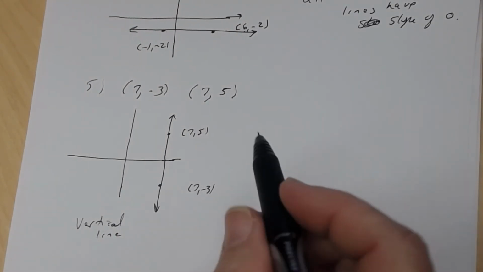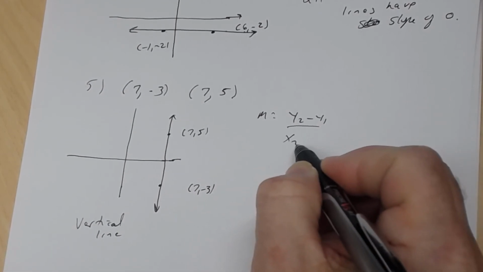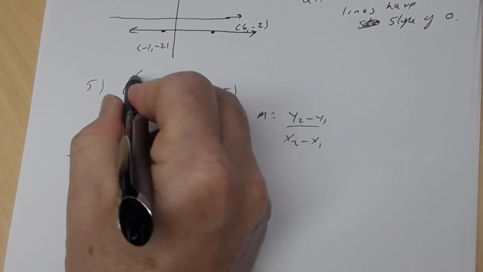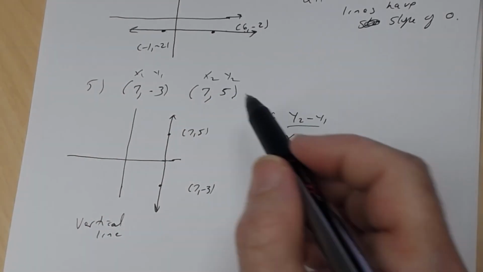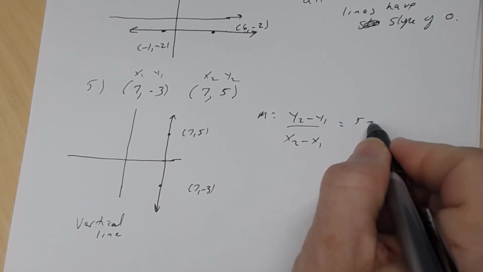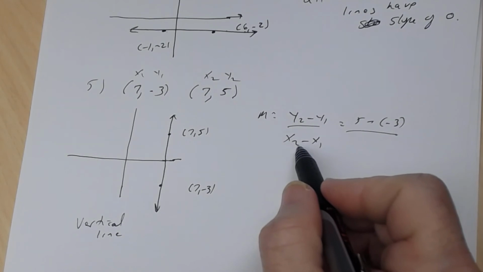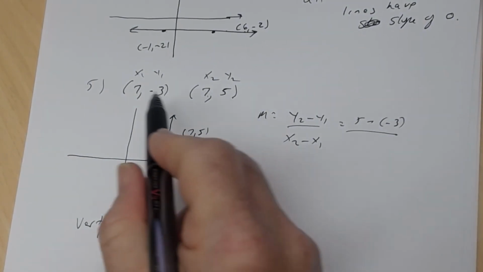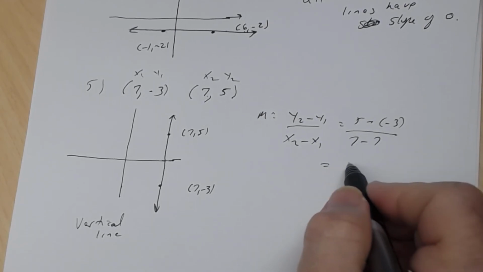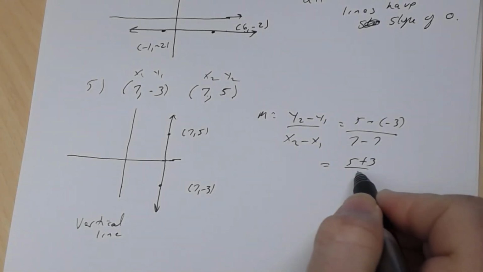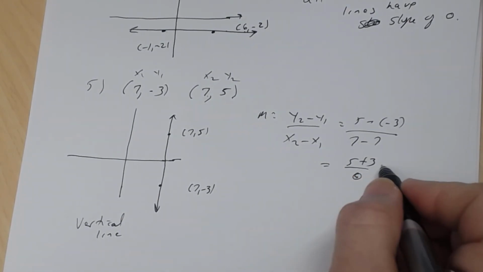And so let's look at the slope. So the slope, remember, is y2 subtract y1 over x2 subtract x1. So here's my x1, y1. Here's my x2, y2. So I'm going to say 5 subtract a negative 3 divided by x2, which is 7, subtract x1, which is also 7. The numerator is 5 plus 3, and 7 minus 7 is just 0. So I get 8 over 0.